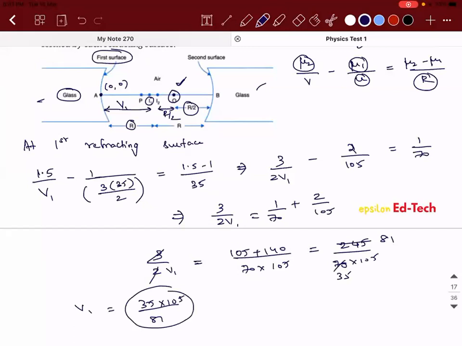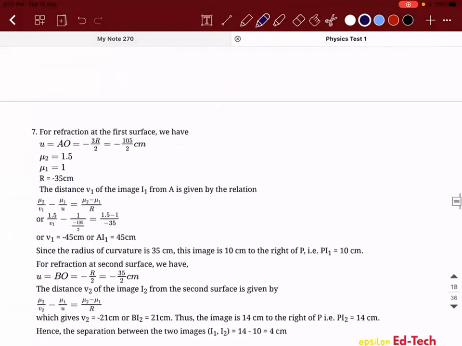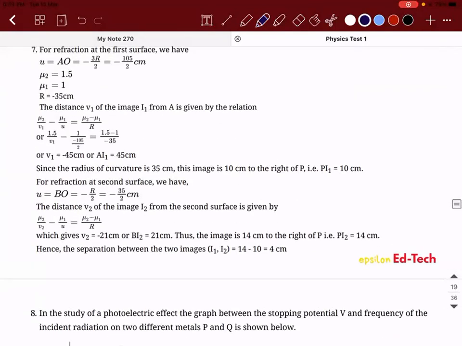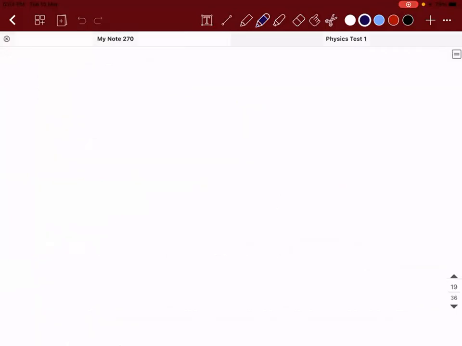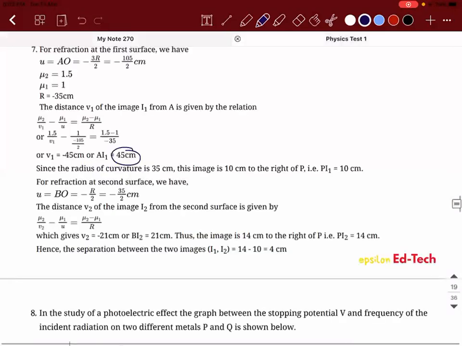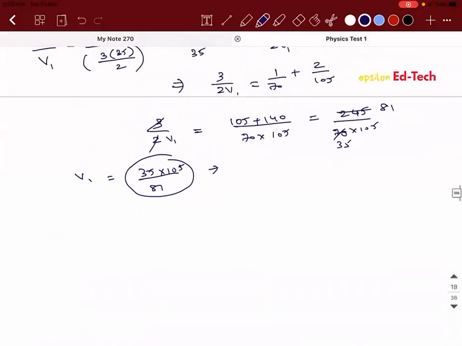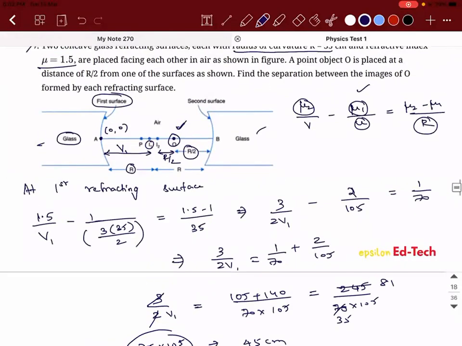Okay, so calculate that value, and that value should come out as, let me check it, 45 centimeter. So that value is 45 centimeter. Now, if this is 45, then how much will this distance be?